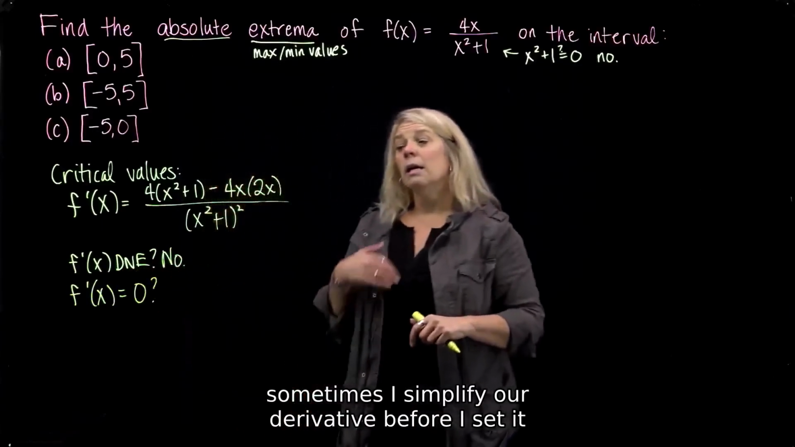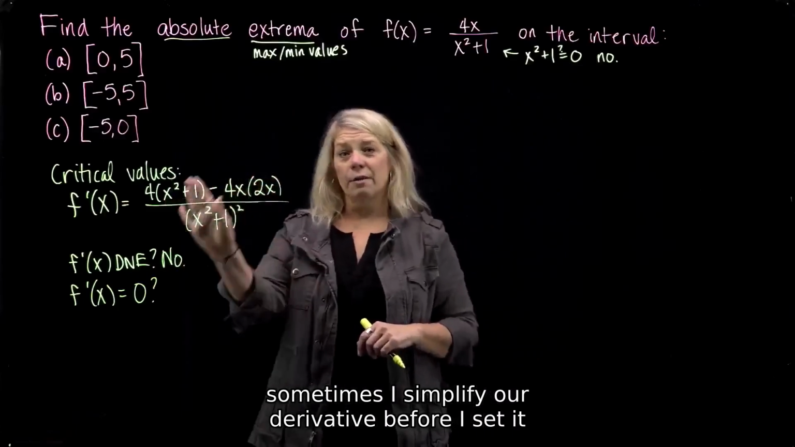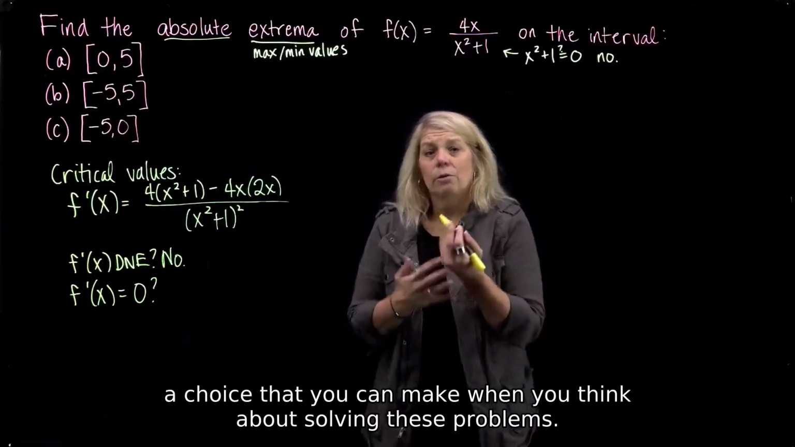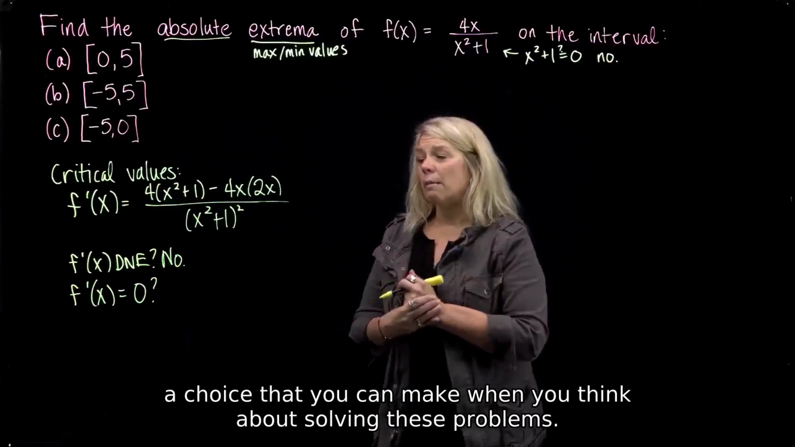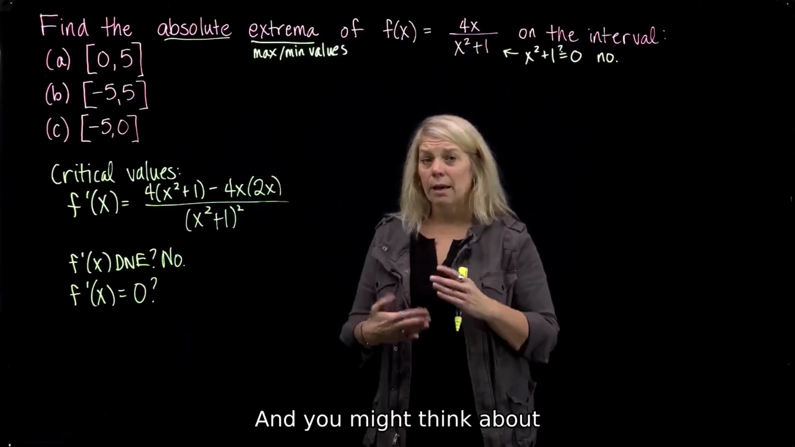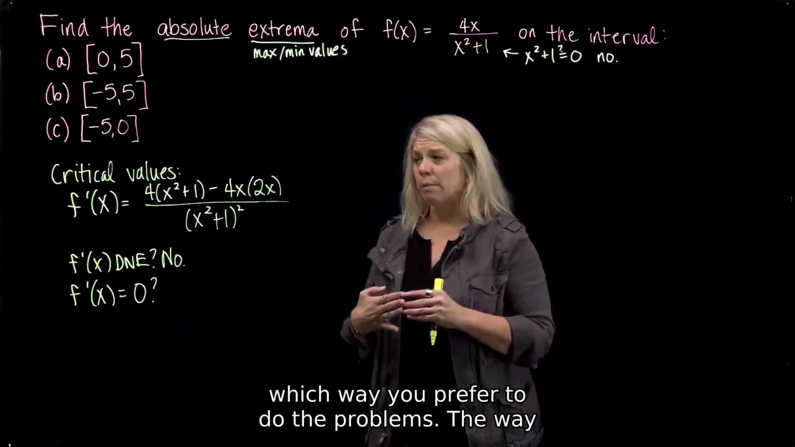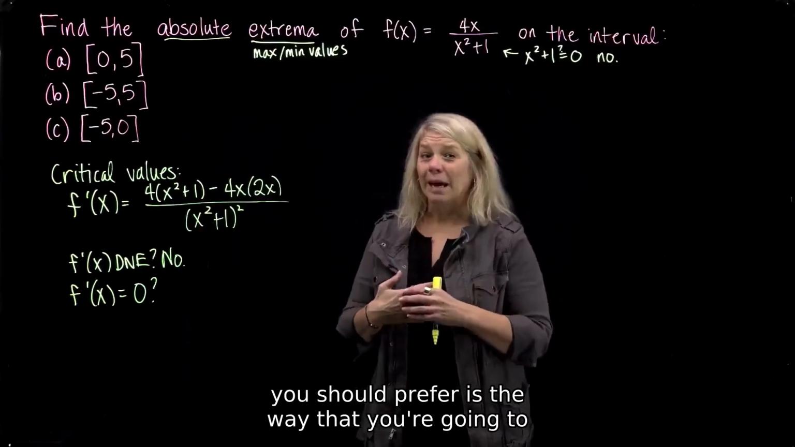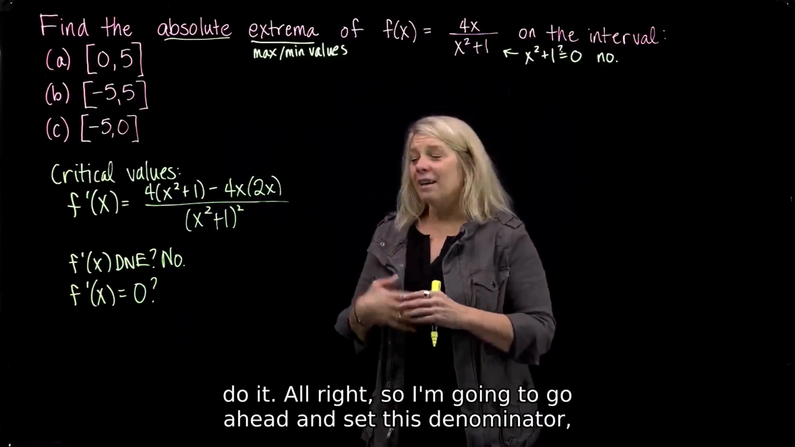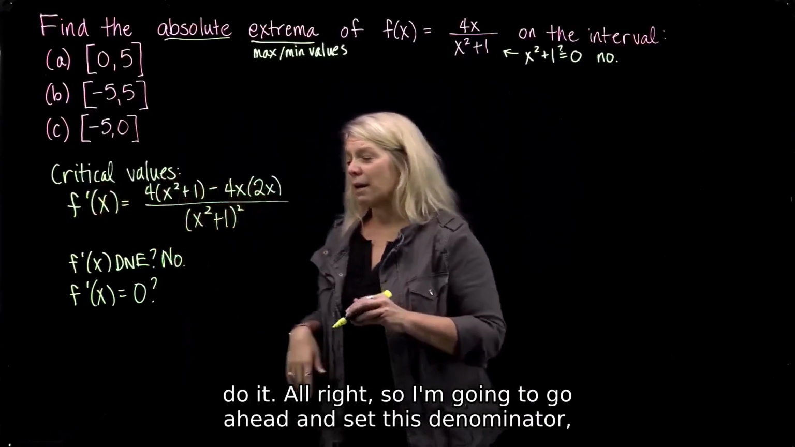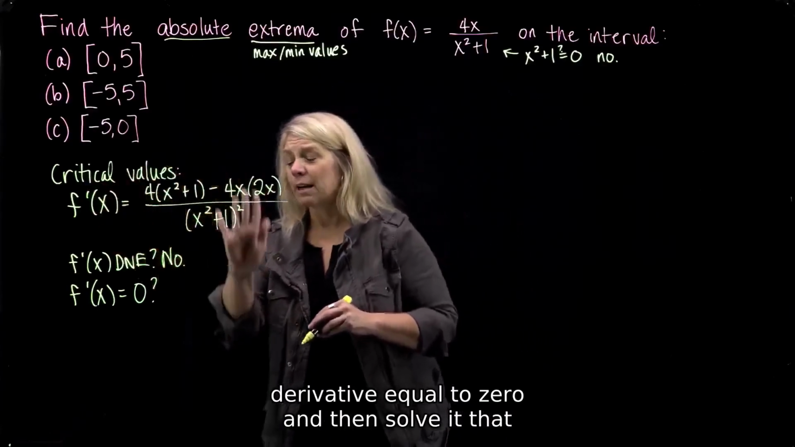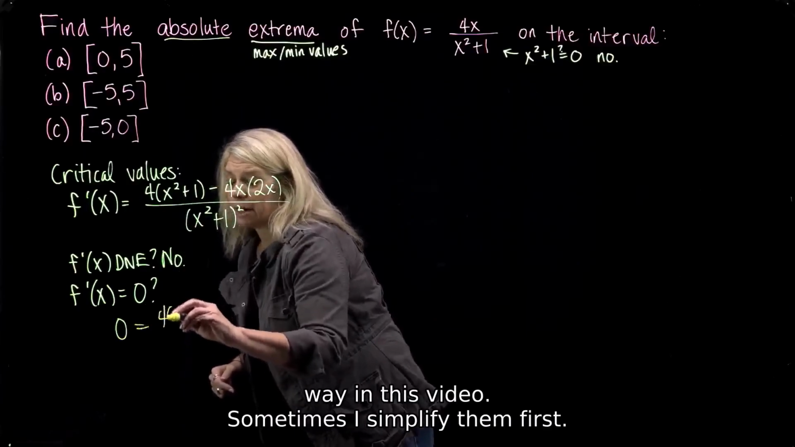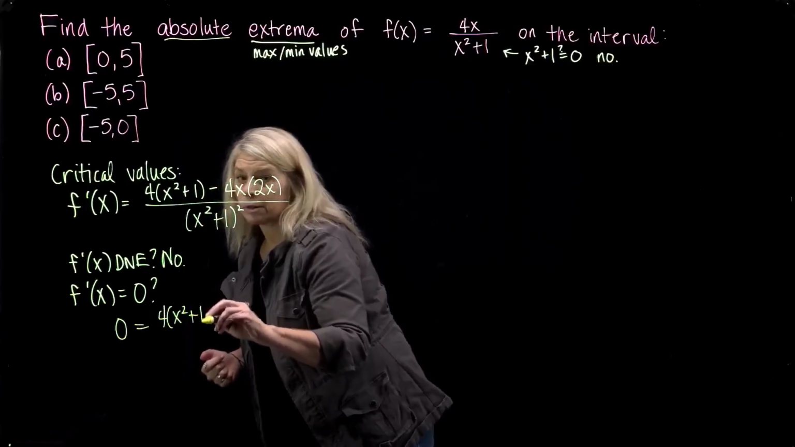All right, so sometimes I simplify our derivative before I set it equal to 0, and sometimes I don't. So that's a choice that you can make when you think about solving these problems. And you might think about which way you prefer to do the problems. The way you should prefer is the way that you're going to get through the problem without making a mistake. All right, so I'm going to go ahead and set the whole derivative equal to 0, and then solve it that way in this video. Sometimes I simplify them first.